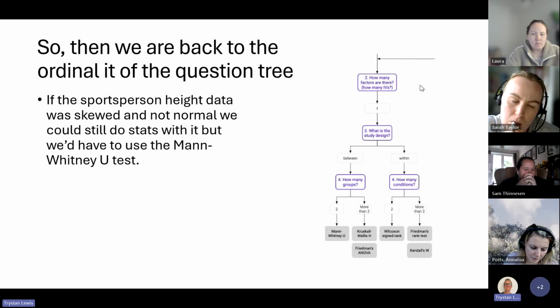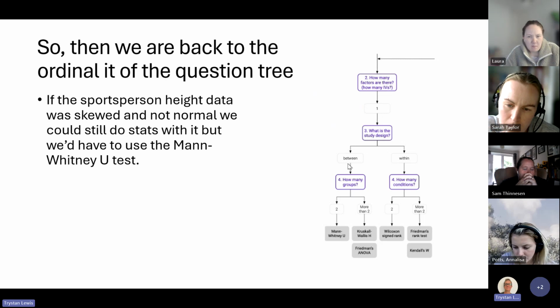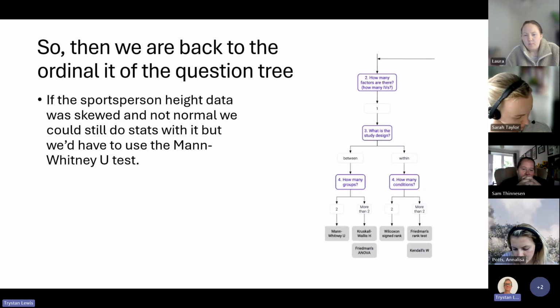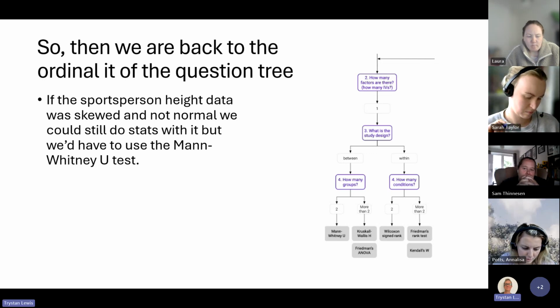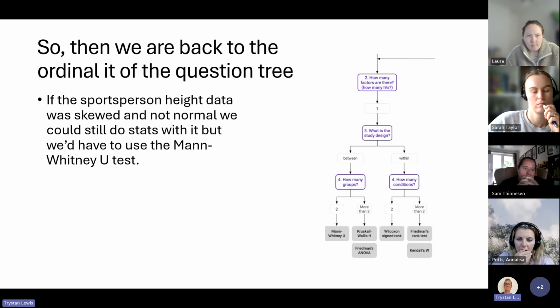In which case I'll just follow it down again. How many factors are there? Well, it's still one. What's the study design? Well, it's still between, because it's still football players and basketball players. How many groups are there? Well, it's still two. And then Mann-Whitney U-test, I'd have to do that. I don't know how to do that test, but SPSS does. So I'd just click on that and it would do it. So those are the main possibilities for us in that case.